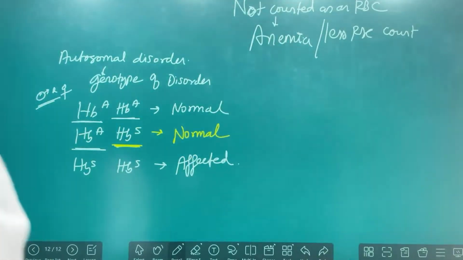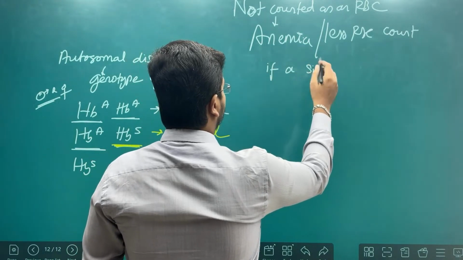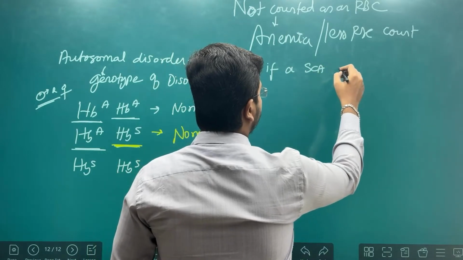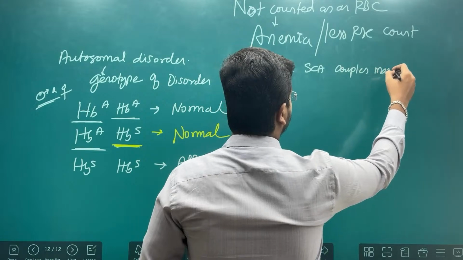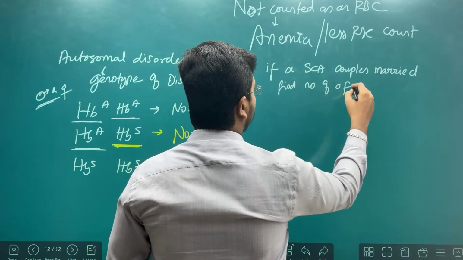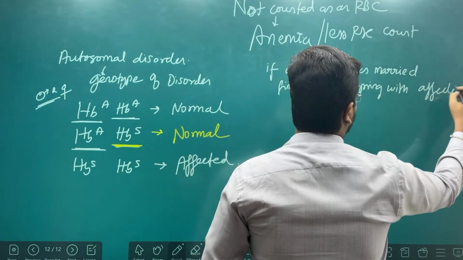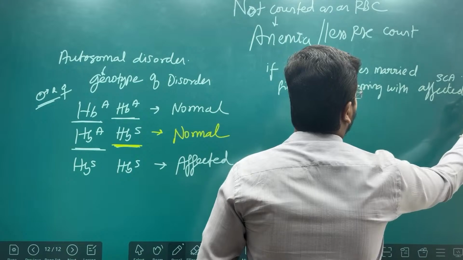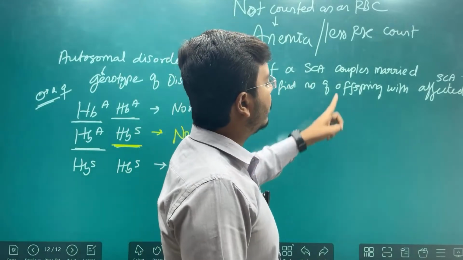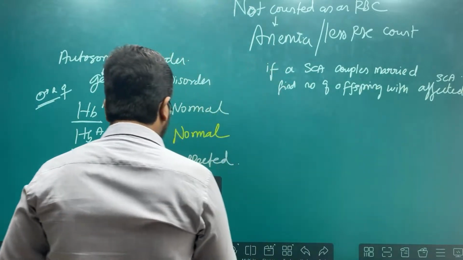Now for example, let's give a question. If sickle cell anemia affected couples married, find the number of offspring with sickle cell anemia affected, they ask. Okay, what is the answer? How will you solve this answer?